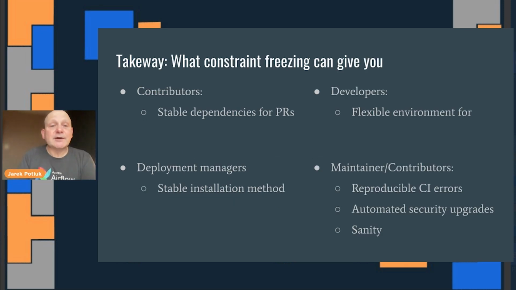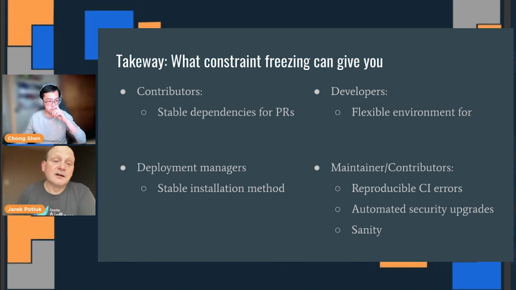So what is the takeaway from that? The constraints freezing that we implemented, how do they work? For contributors, they provide stable dependencies. For PRs and developers, they provide a flexible environment for development of Airflow. For deployment managers, they introduce a way of stably installing Airflow. And for maintainers and contributors, they allow for reproducible CI errors, automated security upgrades, and some sanity in managing such a big environment.